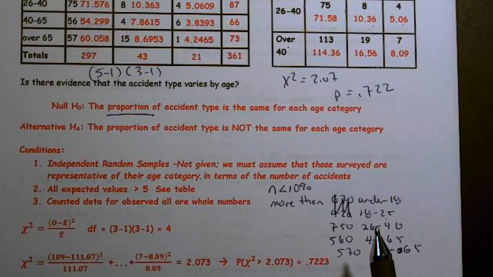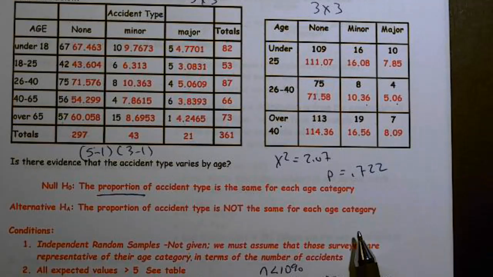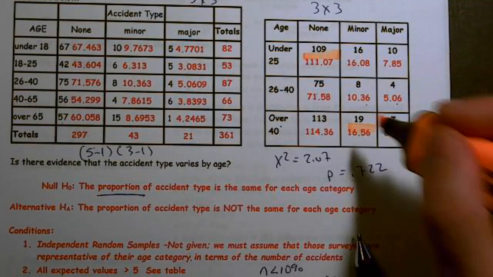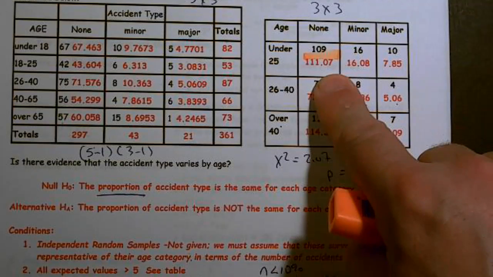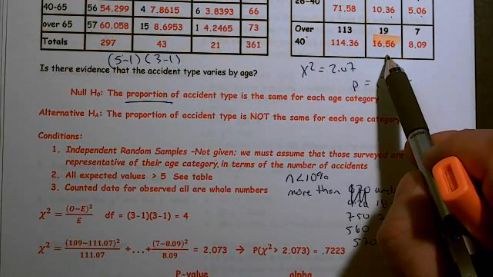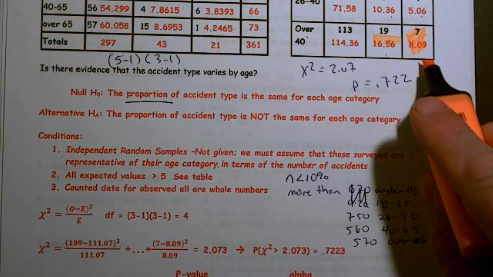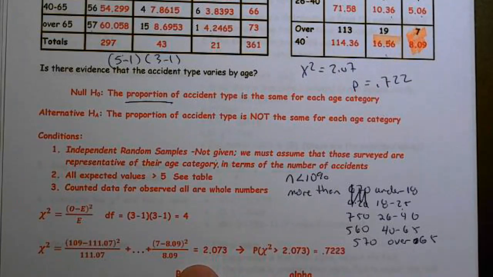So then when I go to my observed minus expected, I always look at the first one and I always look at the last one. So I'm going to be looking at this and this. So 109 minus 111, observed minus expected, that's squared divided by the 111. And that's what I have here, plus dot, dot, dot, then 7 minus 8.09. I didn't go to the last one. I should be looking at that one. 7 minus 8.09 squared divided by 8.09 gives me 2.073. So there's my chi-squared value.